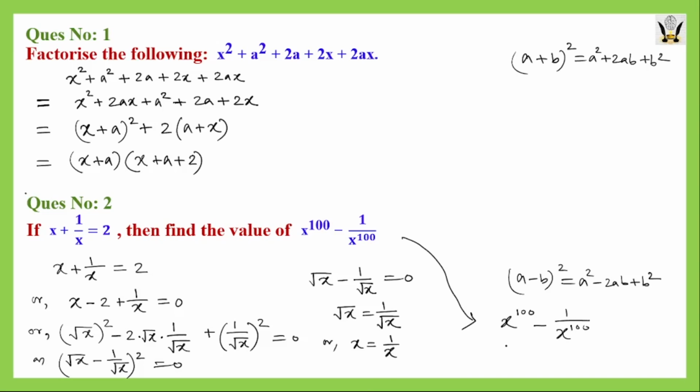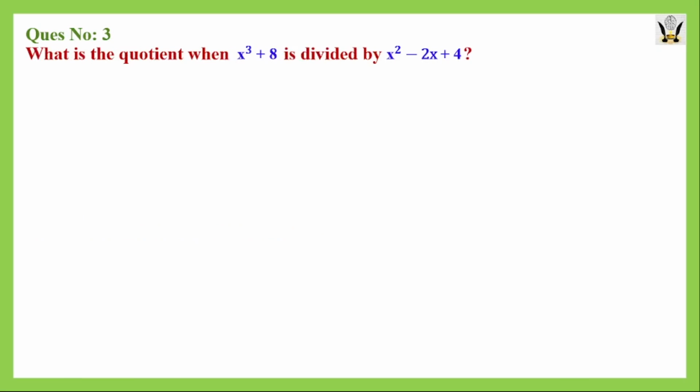Now in place of x, if we write 1 by x and then to the power 100, then here we have 1 over x to the power 100, and 1 to the power 100 is 1, and in the denominator we will have x to the power 100. That means finally it will be 1 divided by x to the power 100 minus 1 divided by x to the power 100, which is equal to 0. Now let's move on to the next question.